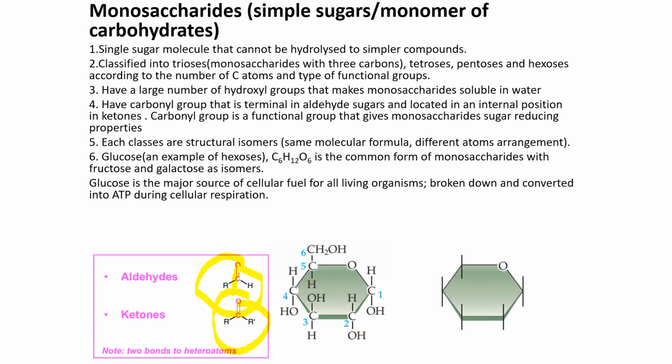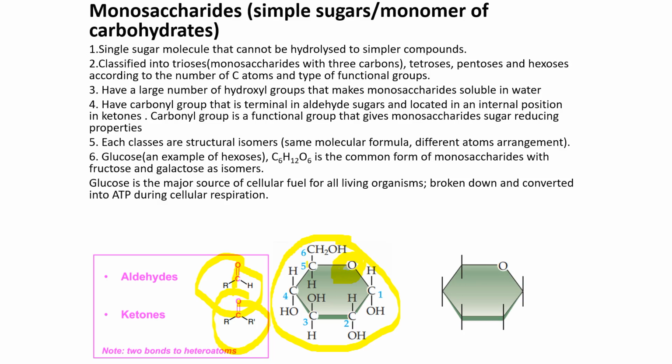So this diagram here shows you a glucose molecule in its ring form. Sorry, not really glucose. It can be glucose, fructose, and galactose. So this is the ring form of a hexose sugar. This glucose here, this sugar here is an aldehyde. How do I know? Because the position of this carbonyl group is terminal.